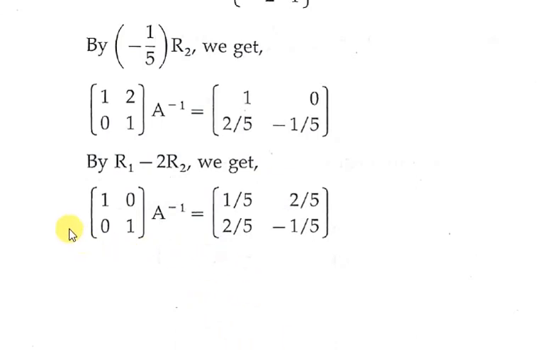And now see here, the matrix A is totally converted into the identity matrix. Therefore A inverse is equal to this resultant matrix. But if we check, all the elements have the common denominator 5, so we will take 1 by 5 outside, and the matrix will be 1, 2, 2, minus 1. So this is our resultant matrix A inverse. This is the way we get the inverse of matrix A.